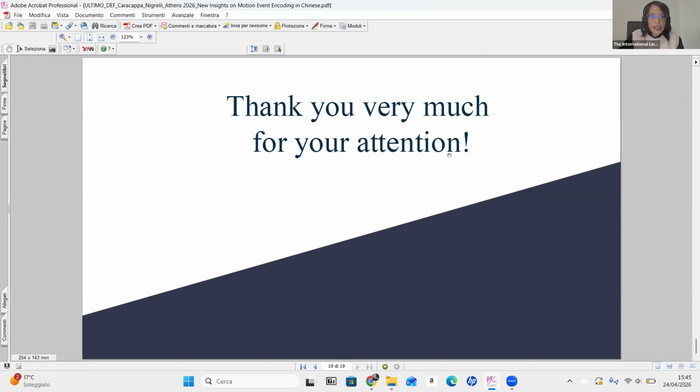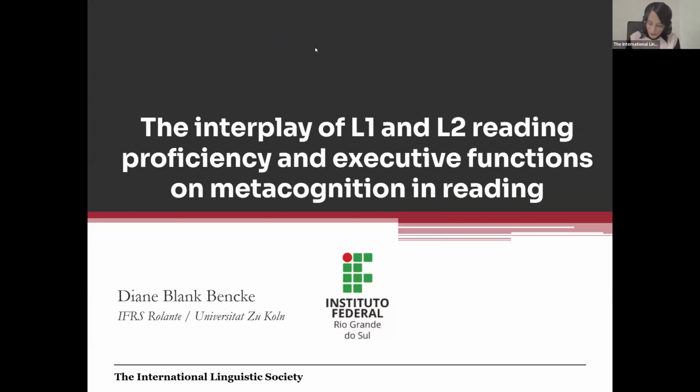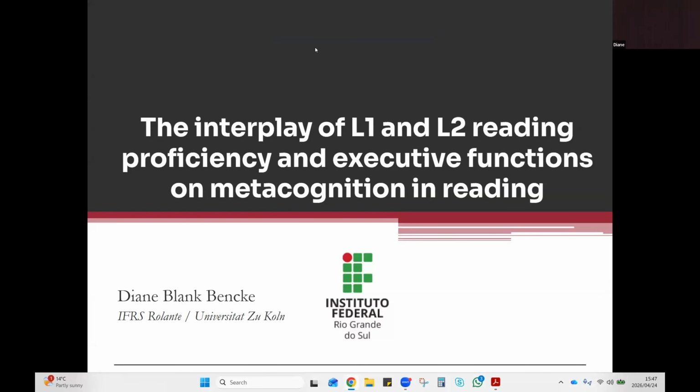Our next presenter is Diane Banneker with the interplay of L1 and L2 reading proficiency and executive functions on metacognition in reading. Hi, everyone. Thank you for the opportunity to present my work. I'm Diane Banneker from Brazil. I'm going to tell about part of my thesis that is called the interplay of L1 and L2 reading proficiency and executive functions on metacognition in reading.